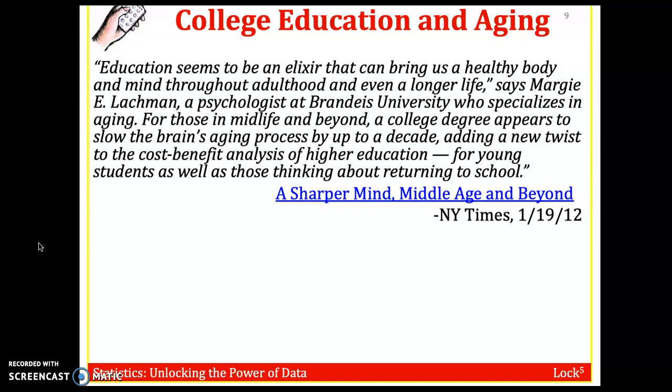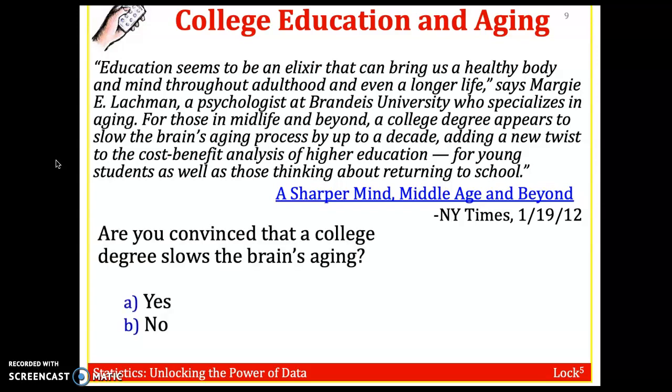All right, here's a quote from the New York Times in 2012. "Education seems to be an elixir that can bring us a healthy body and mind throughout adulthood and even a longer life," says Margie Lachman, a psychologist at Brandeis University who specializes in aging. "For those in midlife and beyond, a college degree appears to slow the brain's aging process by up to a decade, adding a twist to the cost-benefit analysis of higher education for young students as well as those thinking about returning to school."